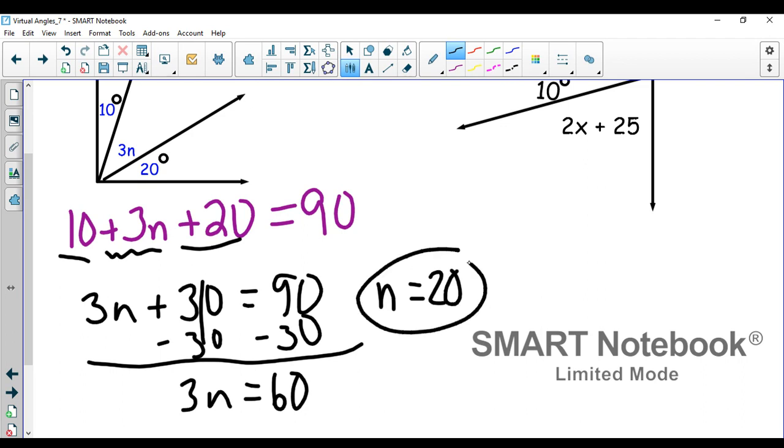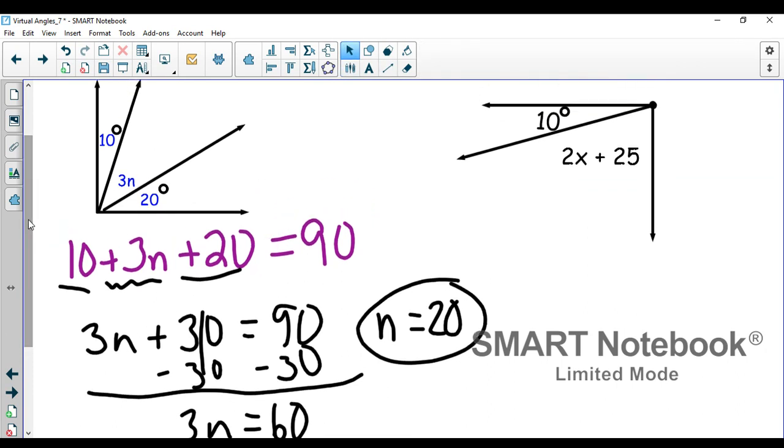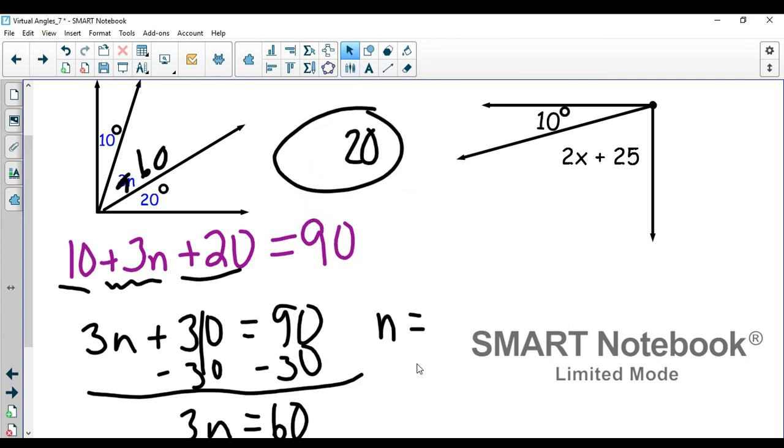Now to check that, I can just plug it right back into my original angle. So I have a 10-degree angle, a 20-degree angle, and then 3n. Well, 3 times 20 is 60. So 10 plus 60 is 70, plus 20 is 90. So I know I'm all good there. You can go ahead and pause the tape and work through the second one, and then we'll go over it together.